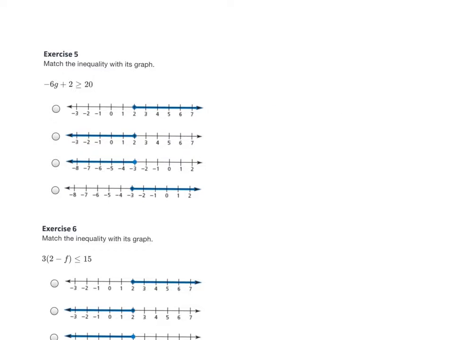On exercise 5, we've got negative 6g plus 2 greater than or equal to 20. Order of operations backwards tells us we're looking for addition or subtraction, so we're going to get rid of this part first. So the inverse of plus 2 is minus 2. We're going to do the same thing on both sides. I get negative 6g greater than or equal to 18.